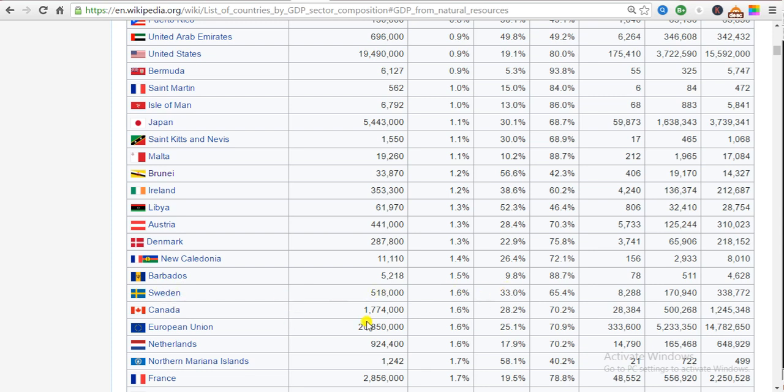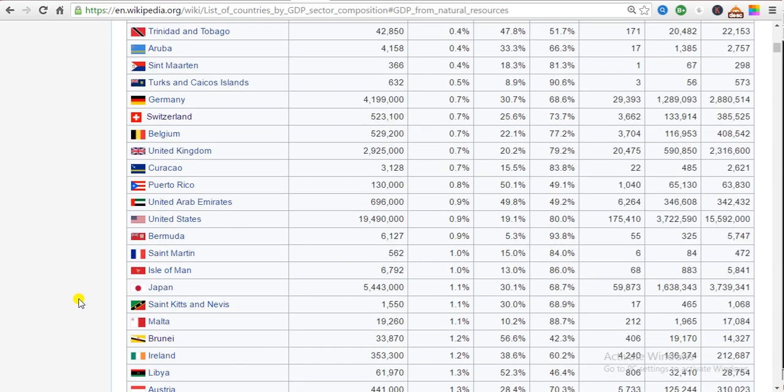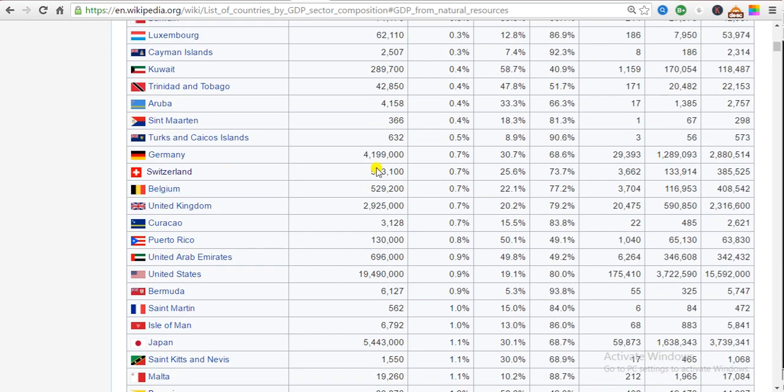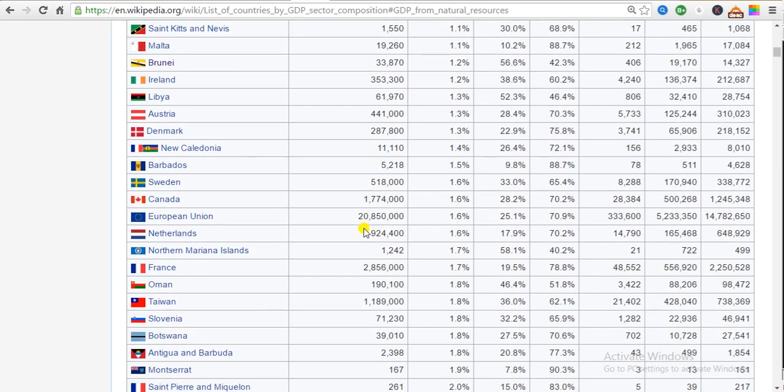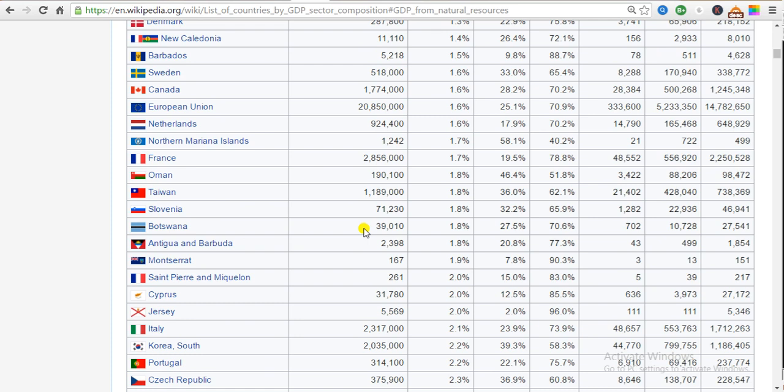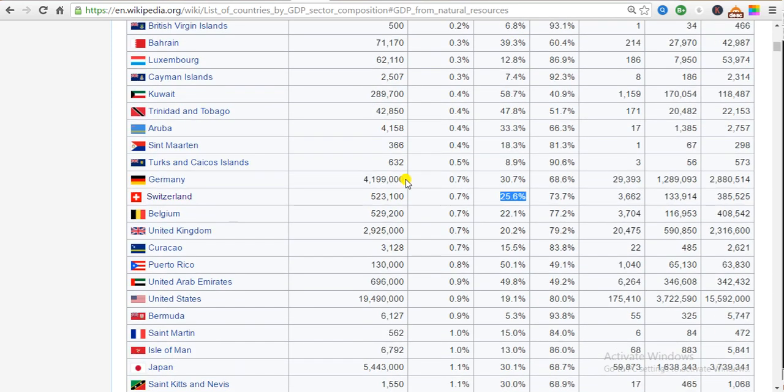Okay, let's find a more familiar face. Hong Kong, Sweden. Most of it is services. Canada, most of it is services. Switzerland, virtually all of it is services. So this is just the pattern in most of these developed communities, and agriculture does not play such a huge role, although everyone needs to eat.